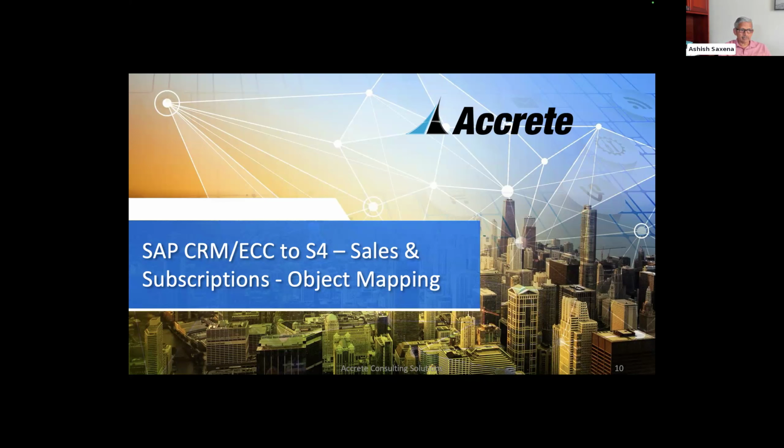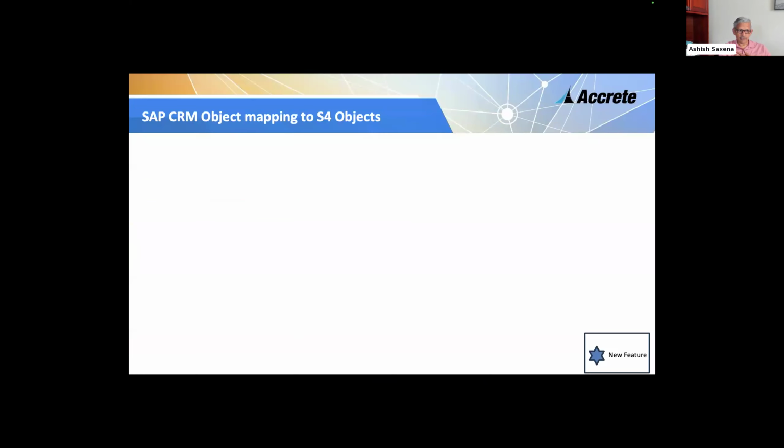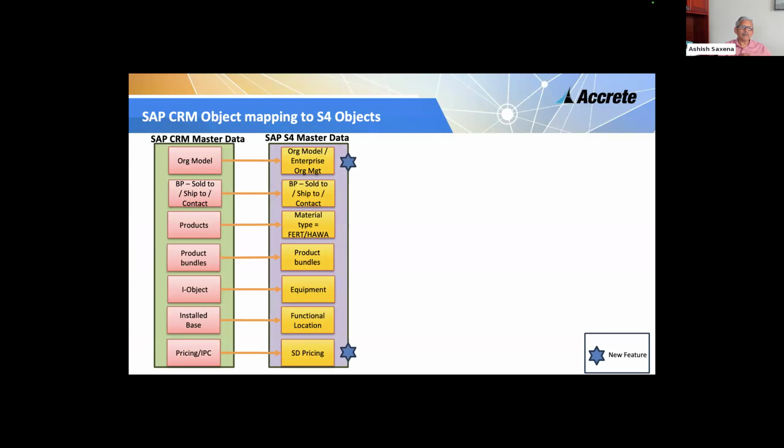So I'm going to start with, if you already had SAP CRM and ECC and want to migrate from sales or subscriptions into S4, what are the objects which are there in SAP CRM and how do they map to S4? The SAP CRM org model remains the same, but there is a change in the enterprise org model which has been added in S4, which is simpler and easy to use. So most companies are heading towards that. All the other stuff like business partners, products, product bundles remain the same.